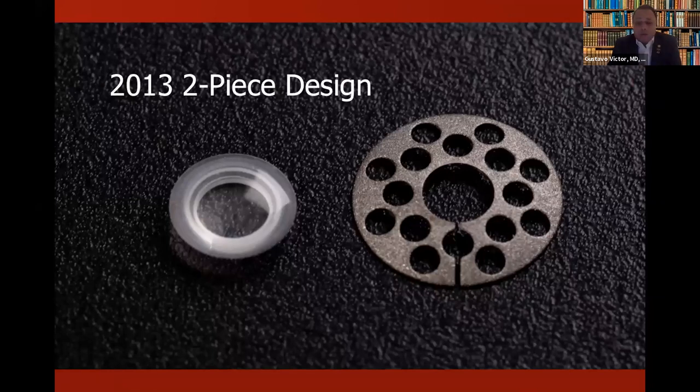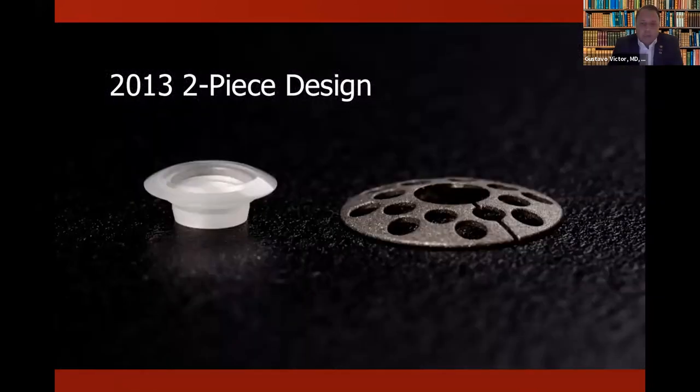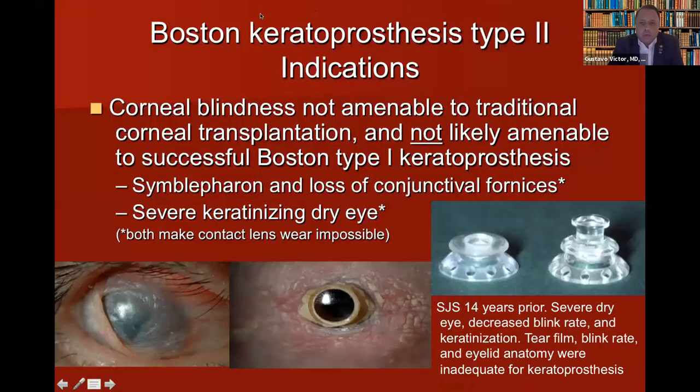On the other slide you can see the K-Pro 2. If we feel we are not allowed to do the K-Pro 1 surgery, then you should go to K-Pro 2. This is usually for cases with severe blepharo... and very severe loss of conjunctival fornices. Then you cannot do the K-Pro 1, and you should go to K-Pro 2, like this sample here below.